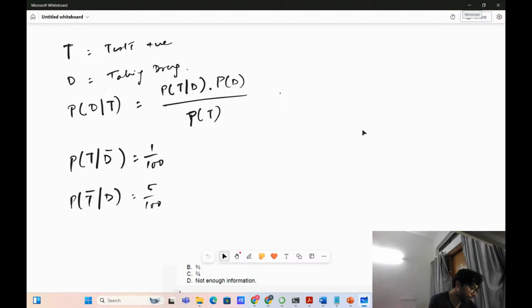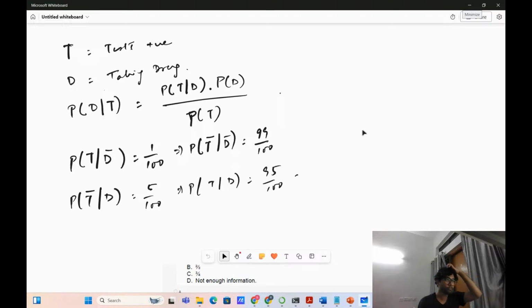Now, why do we require this? From here you can calculate that P of T bar given D bar is 1 minus 1 by 100, that is 99 by 100. And similarly, P of T given D is 95 by 100. This is just 1 minus this. So either they are testing positive or they are testing negative, given that they are taking the drug.